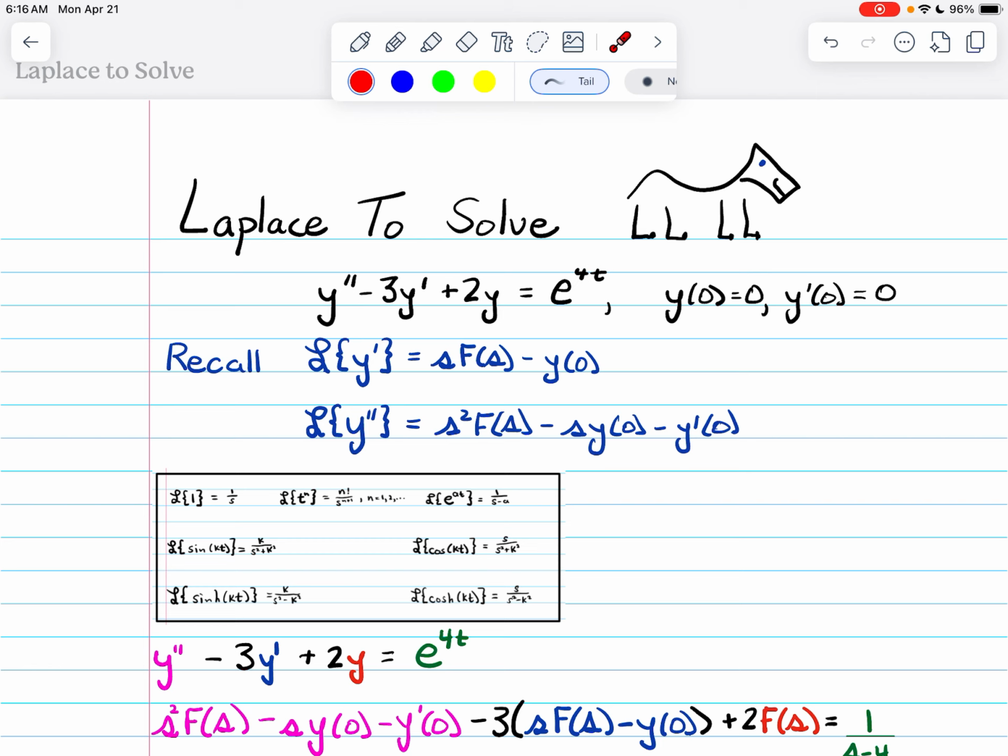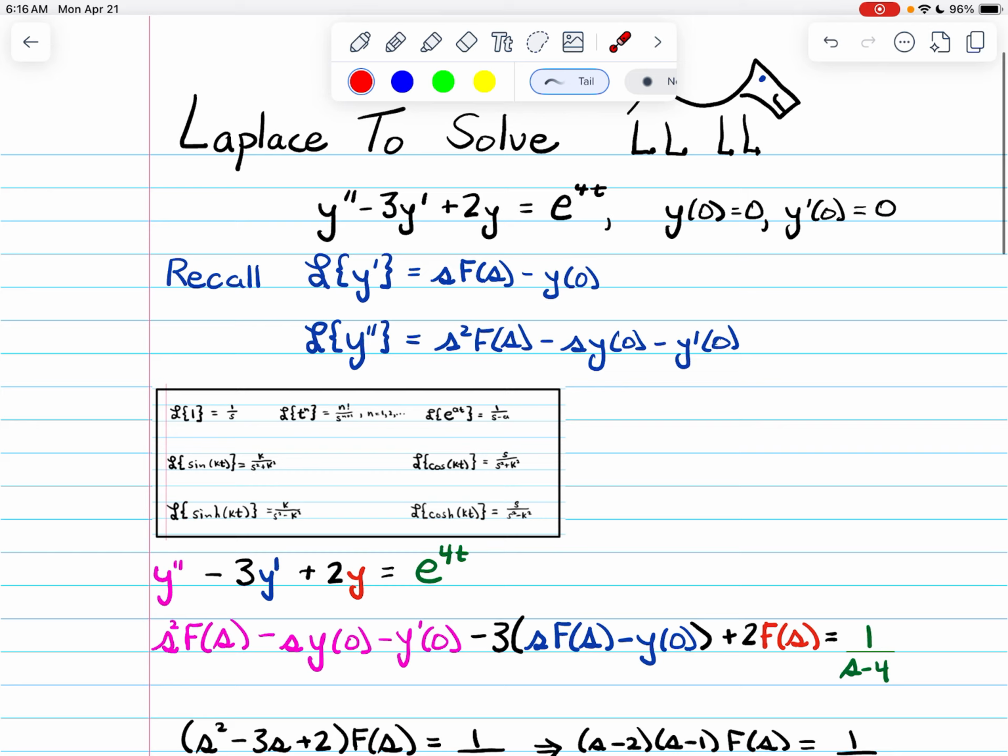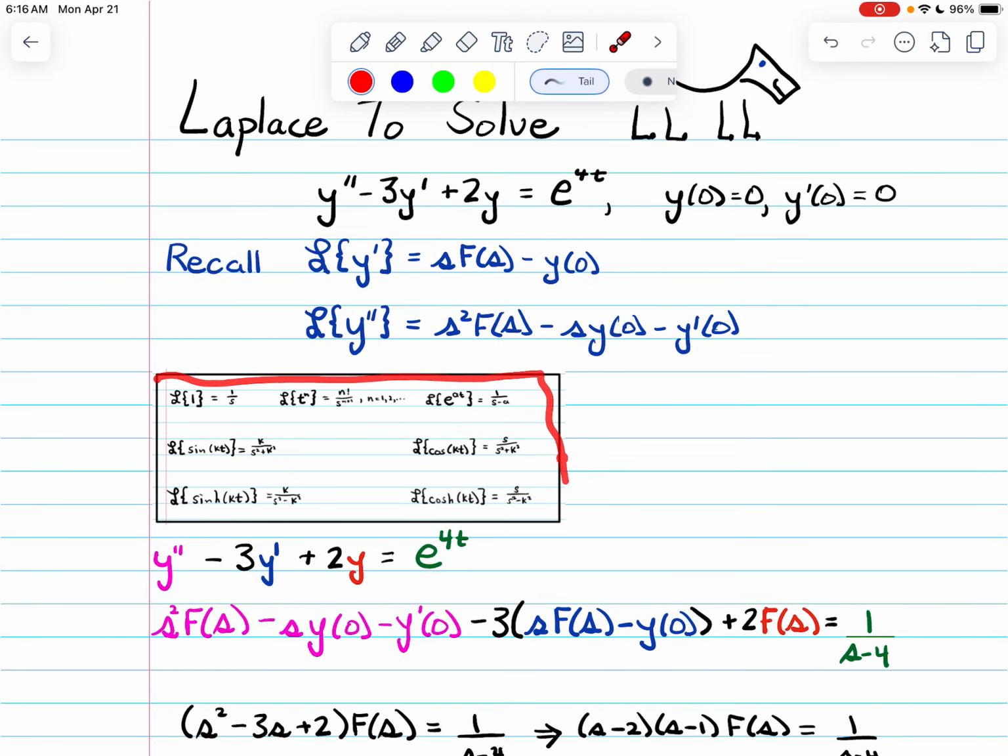Now recall that the Laplace transform of y prime, the first derivative, is this, okay? Where this big F of s is the Laplace transform of the solution. It's this y of t that we're in search of. Now, the Laplace transform of the second derivative is this. So we remember that. And I've got a little table here of Laplace transforms.